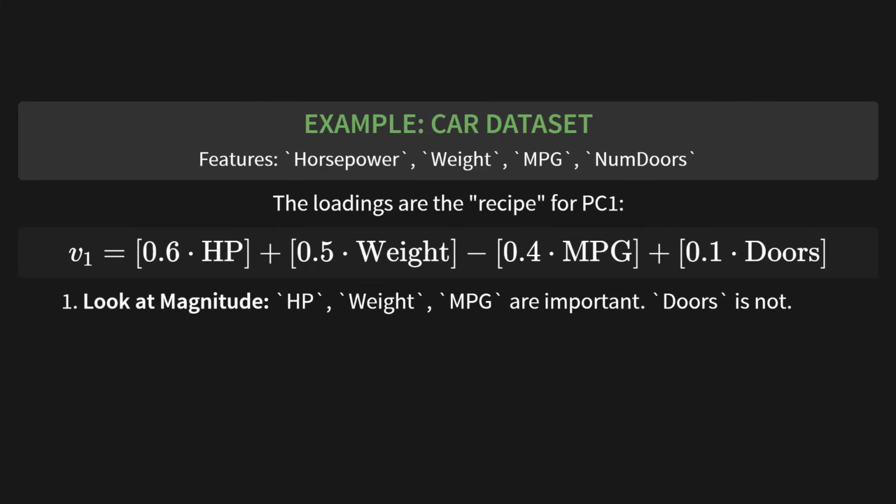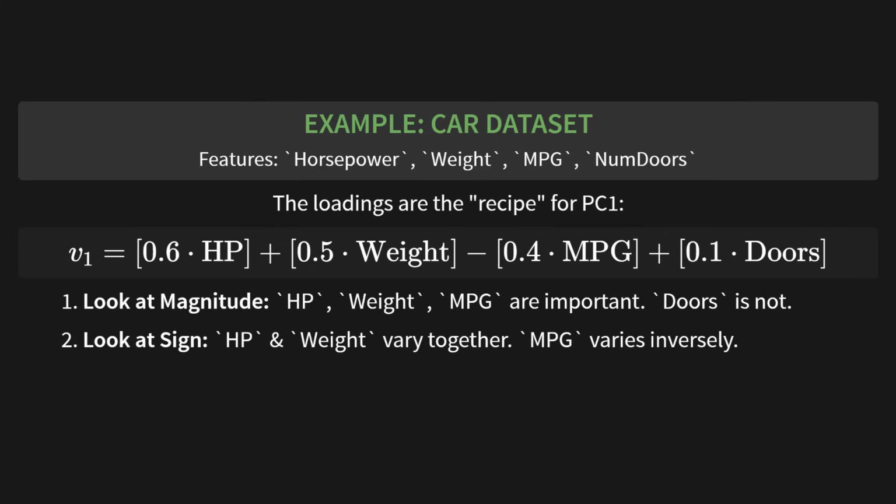Second, look at the sign. Horsepower and weight are both positive, so they vary together. As one goes up, the other goes up. But MPG is negative. It varies inversely. As horsepower and weight go up, MPG goes down. Which makes perfect sense, right?